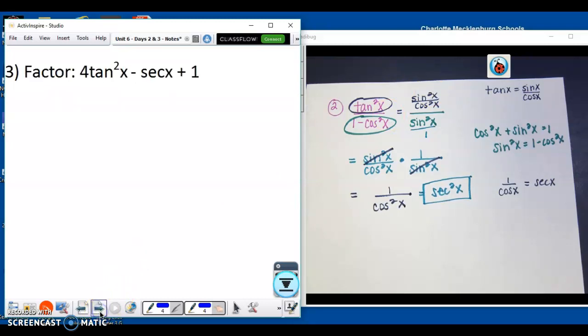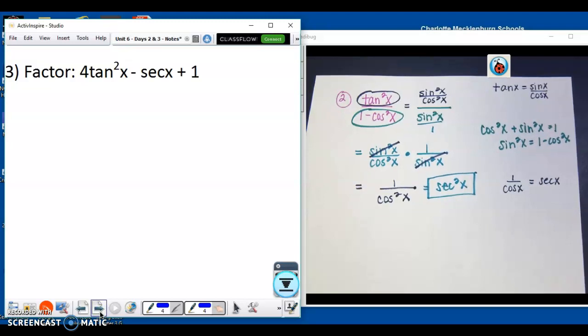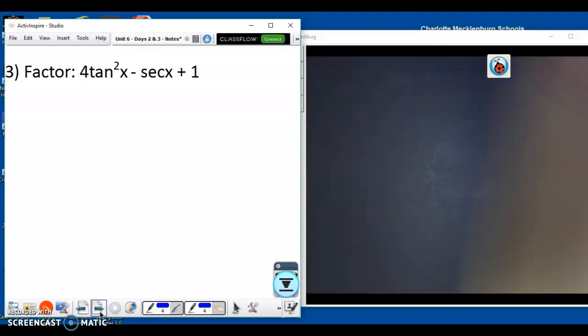Alright, and then if we take a look at number 3, this time the directions say factor. So they're not wanting a single trig function, they just want you to factor.